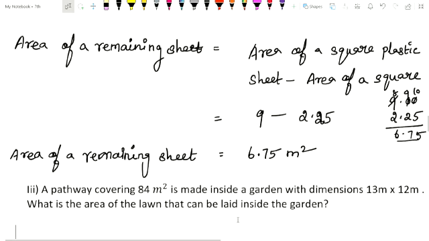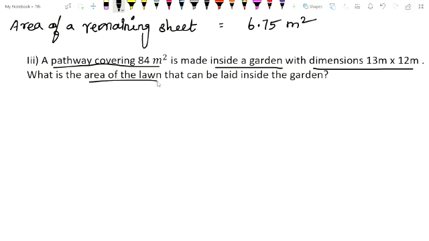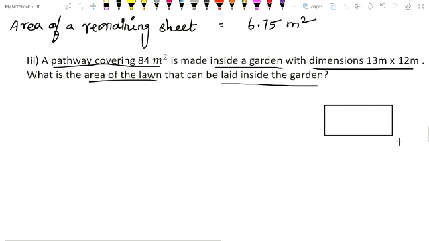See the next one. A pathway covering 84 meter square is made inside a garden with dimensions 13 meter into 12 meter. What is the area of the lawn that can be laid inside the garden? Okay, see here, dimension 13 and 12, so it is a rectangle garden.